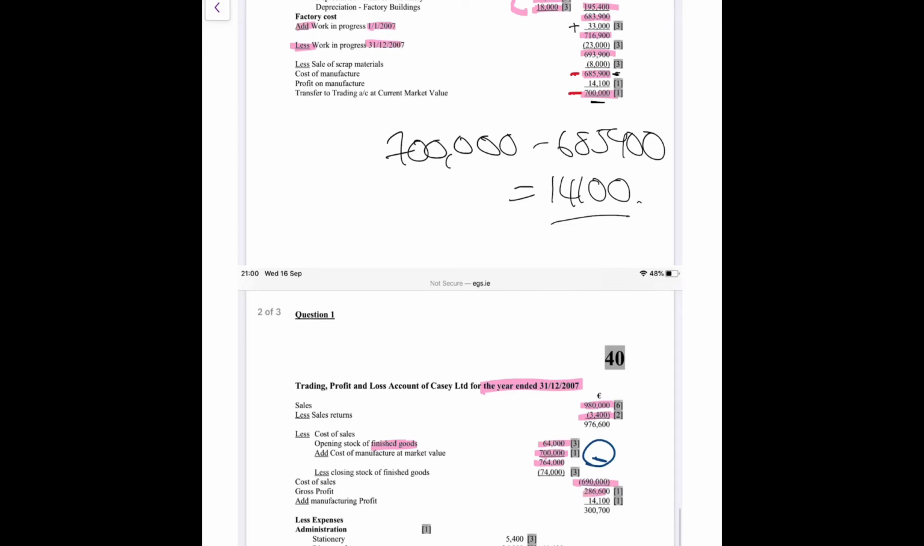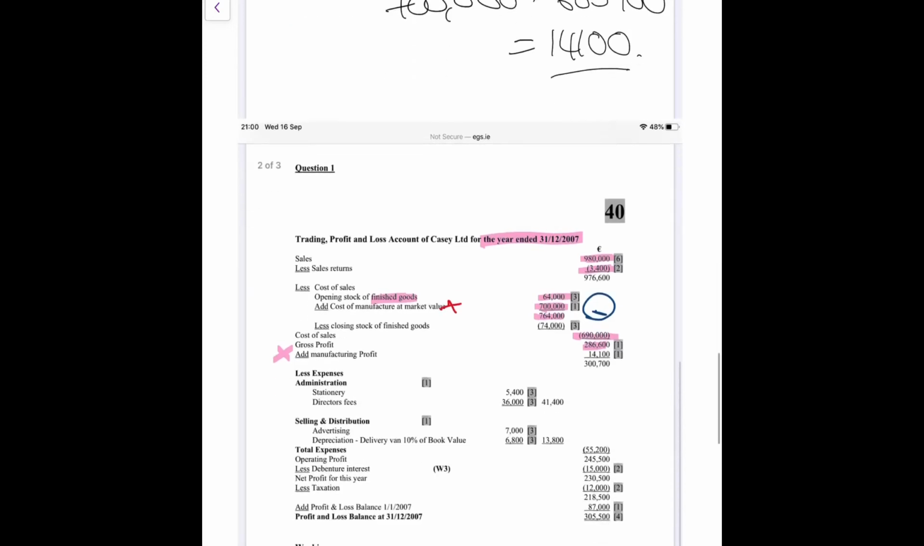At this point, you add in your manufacturing profit. Okay, so your profit on manufacture of €14,100, you're adding it in here. If you're not given a current market value, you don't put that in. So if you're given a question and there's no current market value, you put your cost of manufacture in here, and you don't put in a manufacturing profit. Okay, so you need to remember that.